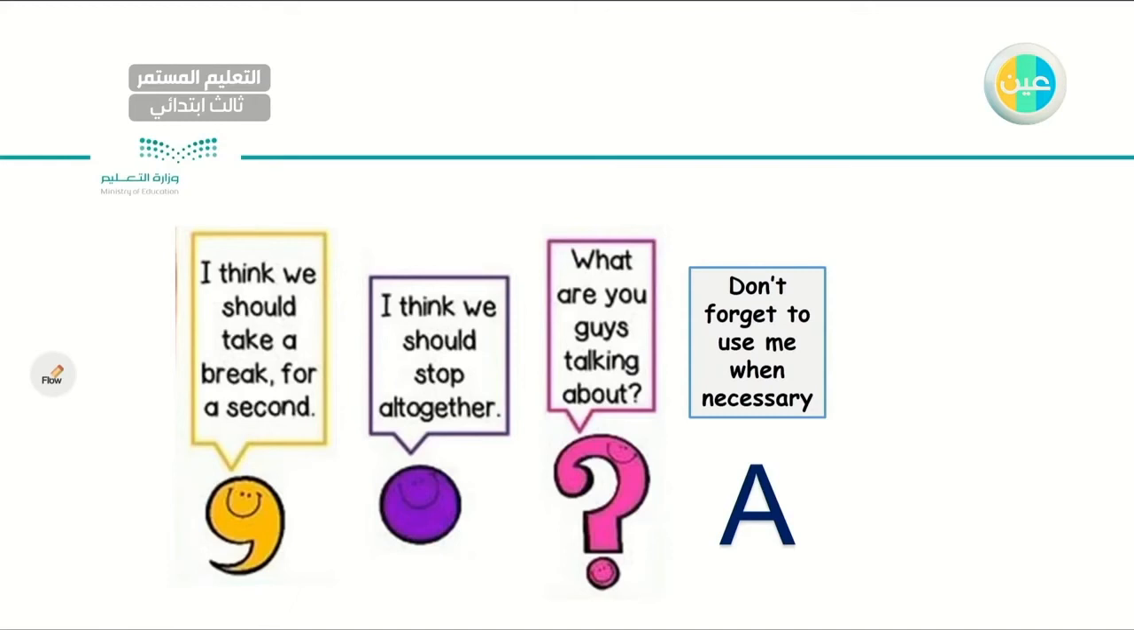Next one, I think we should stop altogether. So this is a full stop. I use it to end the sentence, at the end of the sentence.